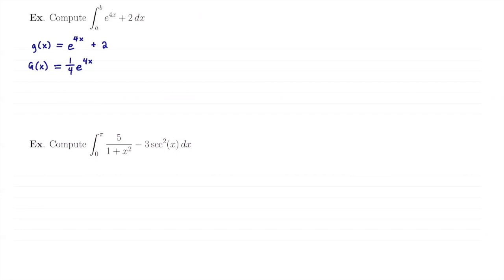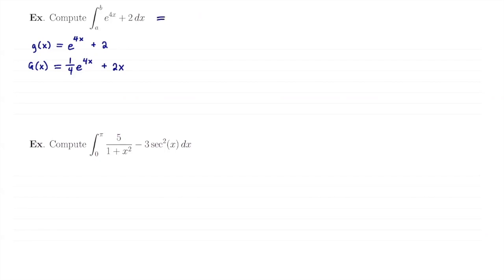Okay, so now if I differentiate 1/4 e to the 4x, I land on the first term, e to the 4x. Now plus, by the power rule, I could think of that as 2 times x to the 0, right? So the antiderivative of 2 is 2x. You start to recognize these. So that's the antiderivative I'm going to use. No need to add a constant.